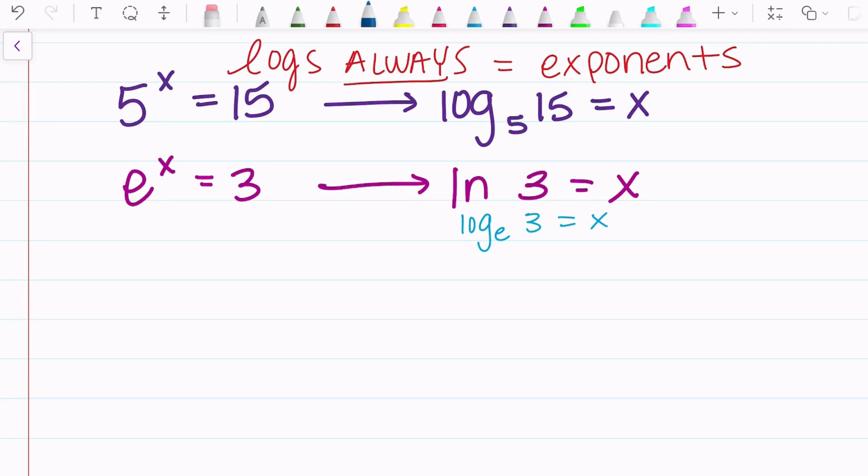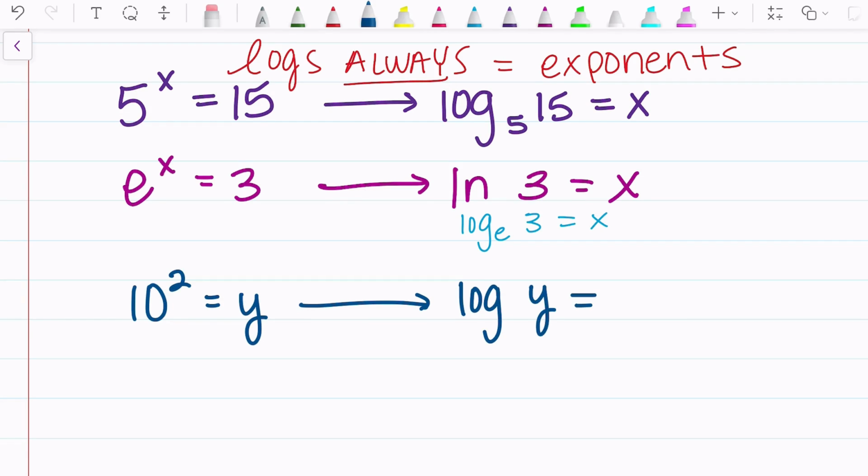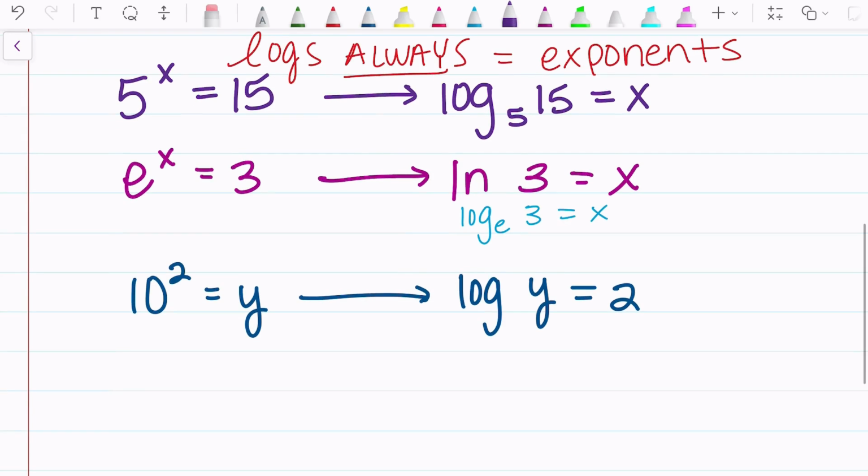All right, if I have 10 to the second equals y, the way I would change forms would be to put just regular log, then I put my answer, and then it's equal to the exponent. So if I have base 10, I don't have to write it as a subscript. If you want to, you can. There's nothing wrong with it. It's just that people leave it off when it's base 10. All right, more commonly than that, you just deal with the ones that are regular numbers.